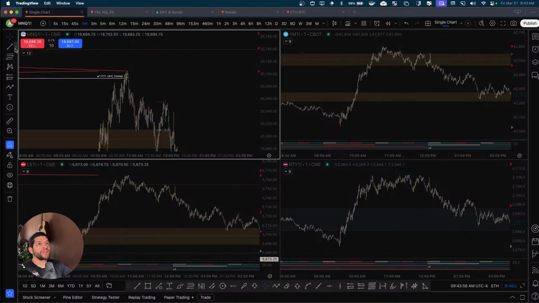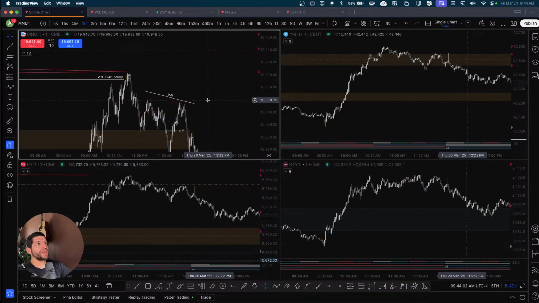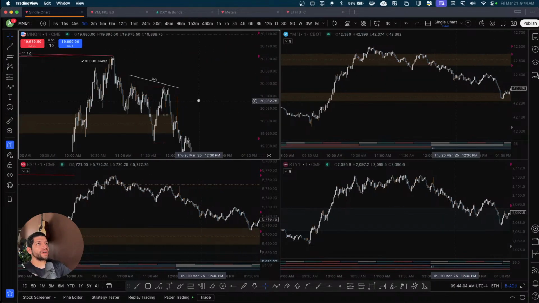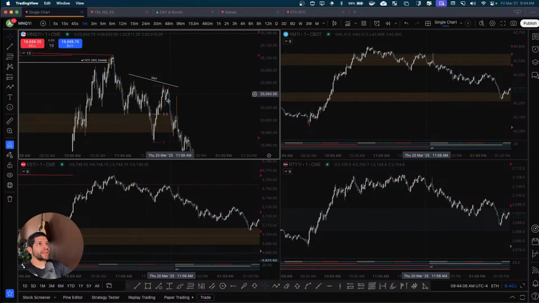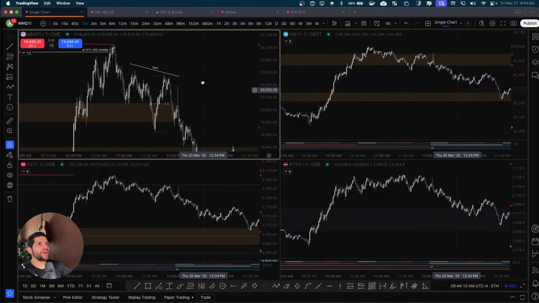This is a lot, but let me show you here. We have our SMT, right? This is our structural SMT that I'll be looking for. This would have been a better entry. You can see we have this beautiful pullback into the range, into the dump. And that would have been a great entry.